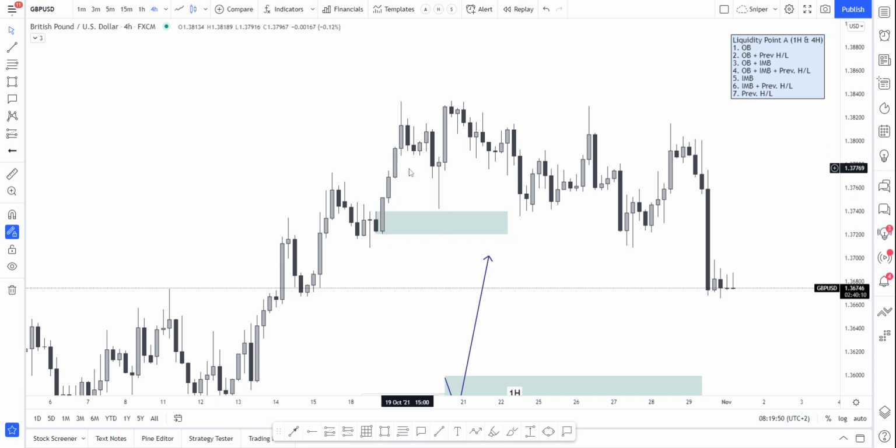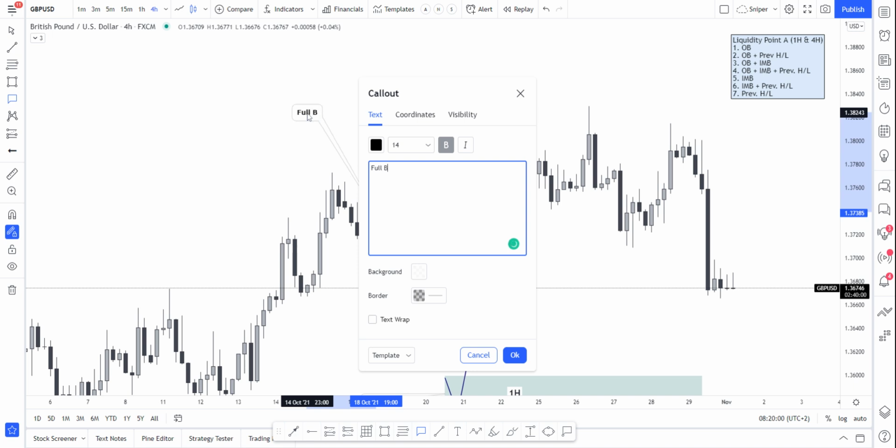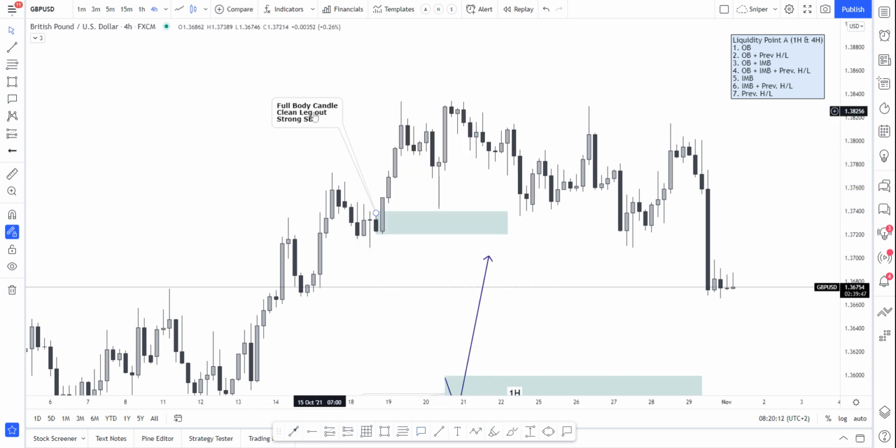So while we're on this, the key concepts I'm looking for when I'm looking for an order block, for me, would be the following. It is a full body candle. It doesn't need to be completely full, but that is the ideal. We need a clean leg out, a strong structure break. Those are the key concepts and elements that I'm looking for when I'm looking for an order block, a zone. And we'll identify and talk about this a bit more now.